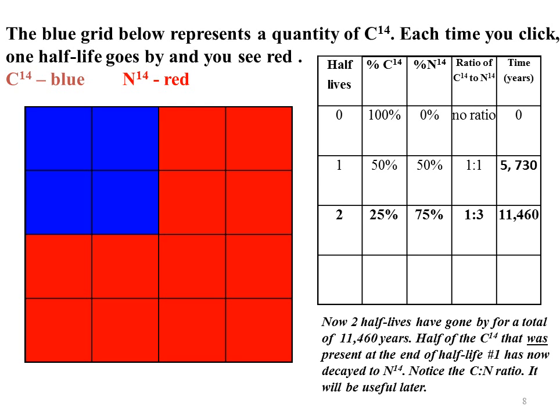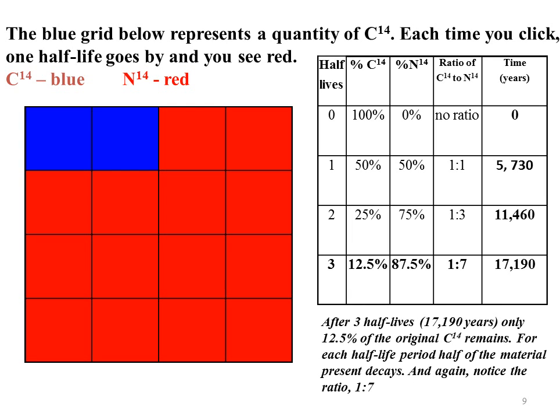Okay, another half-life has gone by, 2 half-lives have gone by. We only have 25% of carbon left. We have 75% of nitrogen now. Our ratio is 1 to 3. 11,460 years have gone by. Now 3 half-lives have gone by. We only have 12.5% of carbon left and 87.5% nitrogen left. Our ratio of carbon to nitrogen is 1 to 7. 17,190 years has gone by. And this is how you're going to kind of do problems. And I'm going to step you through a problem next.